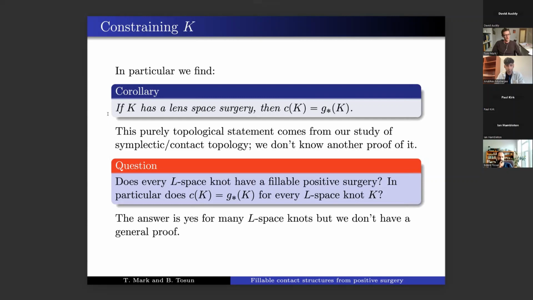And if you're interested in generalizing this, you could ask whether the same statement holds, or even whether the existence of a fillable positive surgery holds, if instead of a lens space knot, you have a general L space knot. So we don't know. I mean, we have various constructions for knots with fillable positive surgeries, and you can get lots of L space knots that way, but we don't have a general proof or general answer to this question.